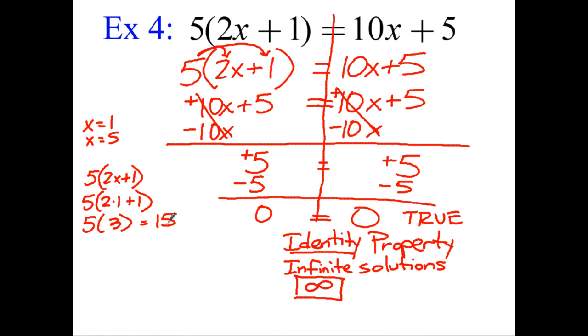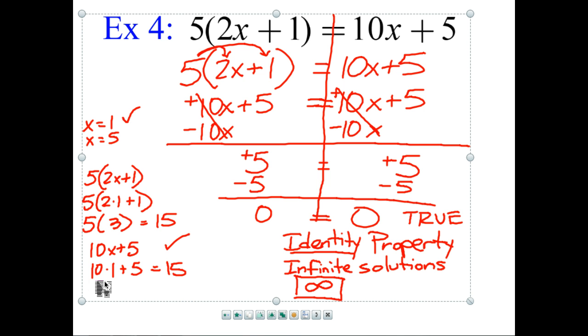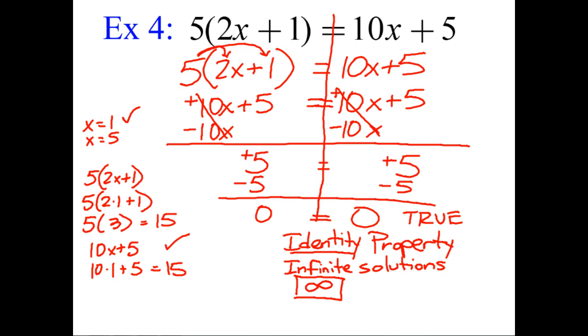Now, let's try the other side. We'll do 10x plus 5, and we'll see what that equals. Well, that's 10 times 1 plus 5, and that's equal to 15. So that works. All right, well then let's try another one here. We did 1, so this one checks out. So let's switch this around and make it 5 and see what happens.